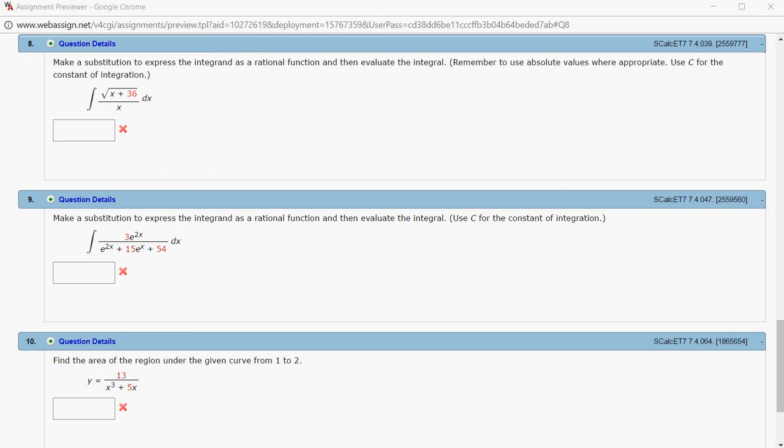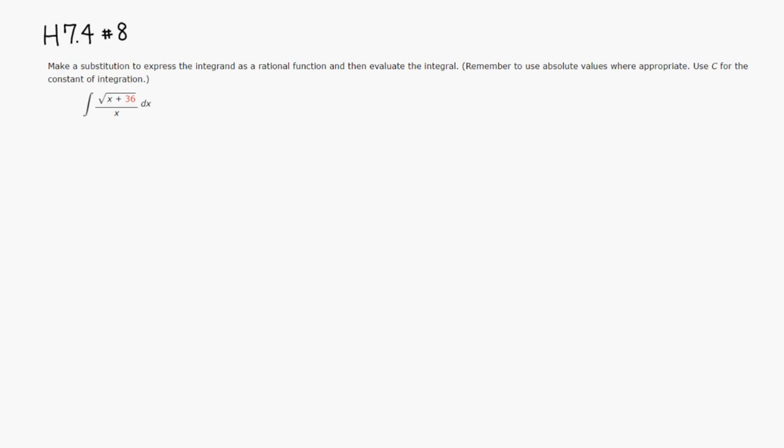Alright, let's look at homework 7.4, problem number 8. First we're going to do substitution. We're going to let u be the whole numerator, square root of x plus 36.